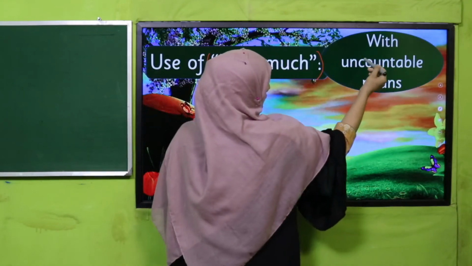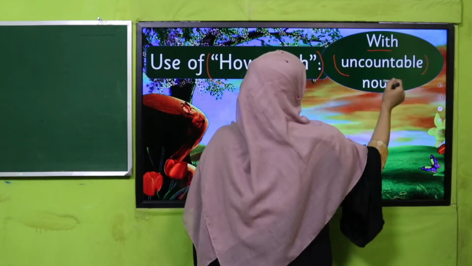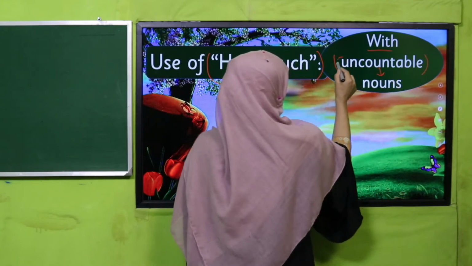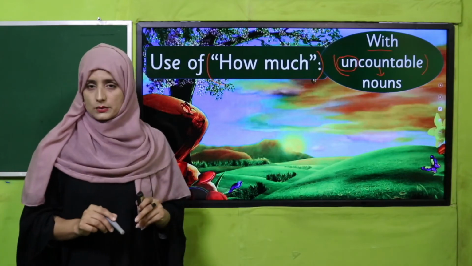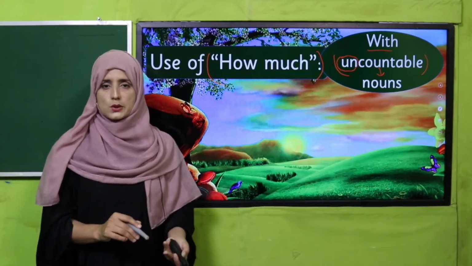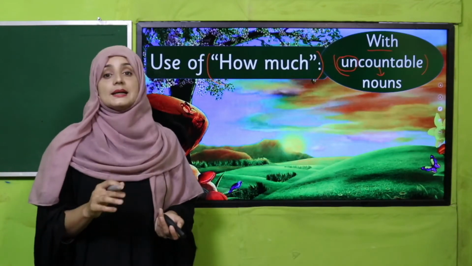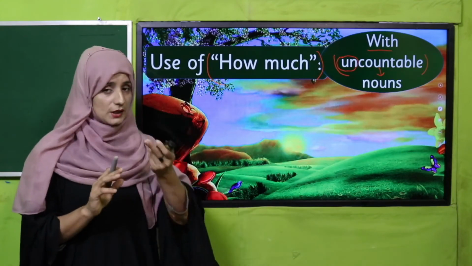See this: how much. Where do we have to use how much? When we want to inquire about uncountable nouns. See there, my dear students, uncountable nouns. So what are uncountable nouns? They are the opposite of countable nouns, meaning we cannot count them, like stars or your hair. We cannot count them.